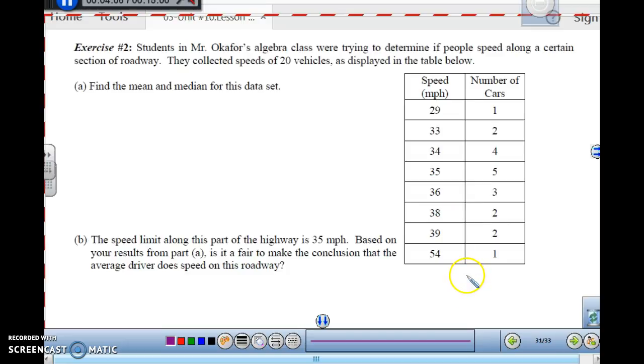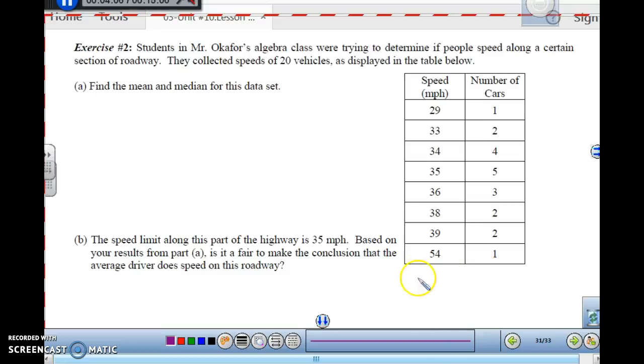Now, it could be a kind of a pain in the neck to have to enter 29, 2 33s, 4 34s in one big list. That would be a lot of typing. So what we are going to do is create a frequency table to do this. Frequency table means the number of times things happen.